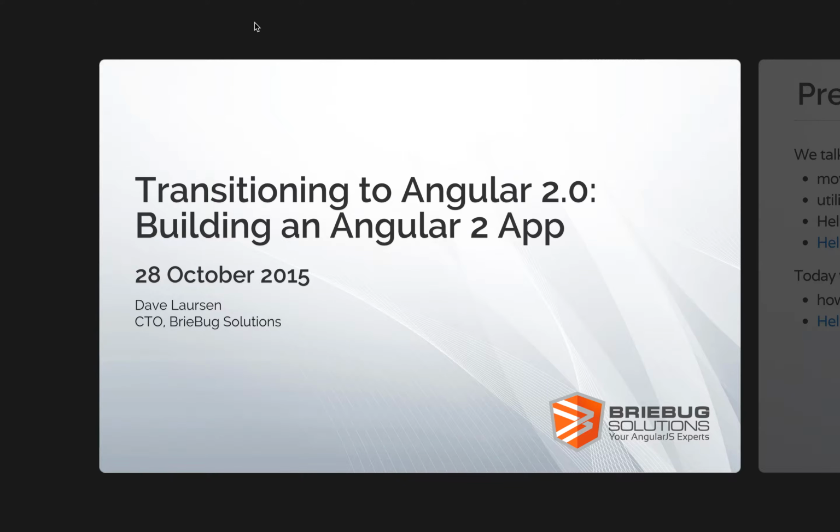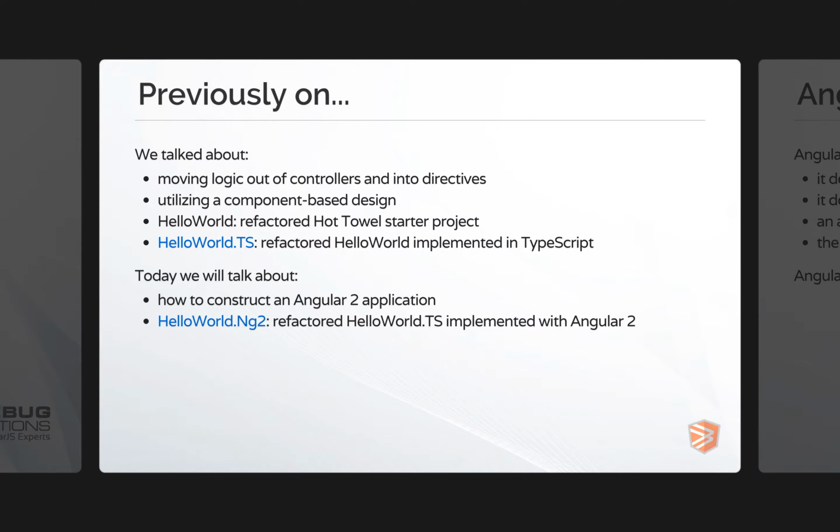Today we're going to continue our discussion on transitioning to Angular 2, and we're actually going to build our first Angular 2 app. Previously, we took John Papa's Hot Towel Starter project and we refactored that to use a component-based design. We moved logic out of controllers and into directives, and then we later converted that into a TypeScript Angular 1 application. And all this was done in preparation for making this move to Angular 2. So today we're going to look at that same application but implemented in Angular 2.